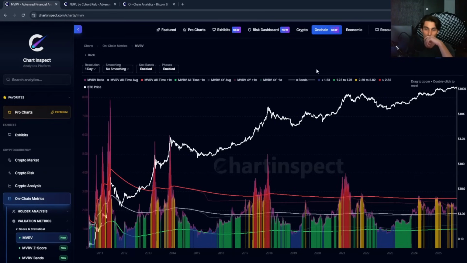So you might notice something interesting here. Every market cycle peak in Bitcoin's history has occurred when MVRV has pushed into these upper bands, this red zone here. So these are all the outliers in the MVRV data set. And when we apply these statistical methods, we can see when they occur, right?